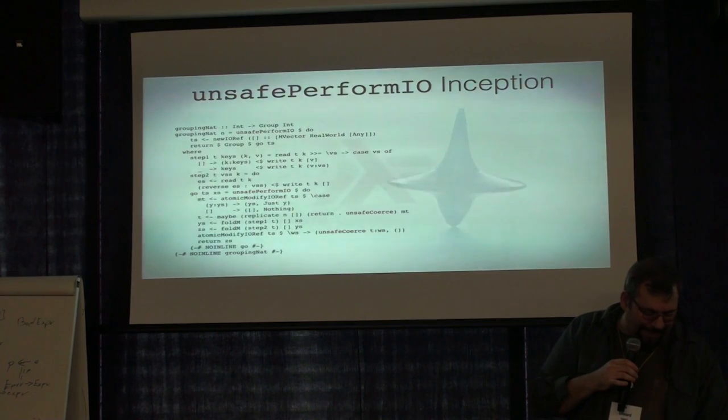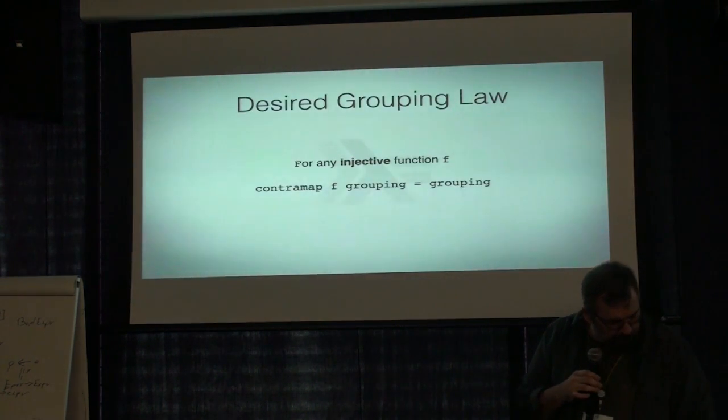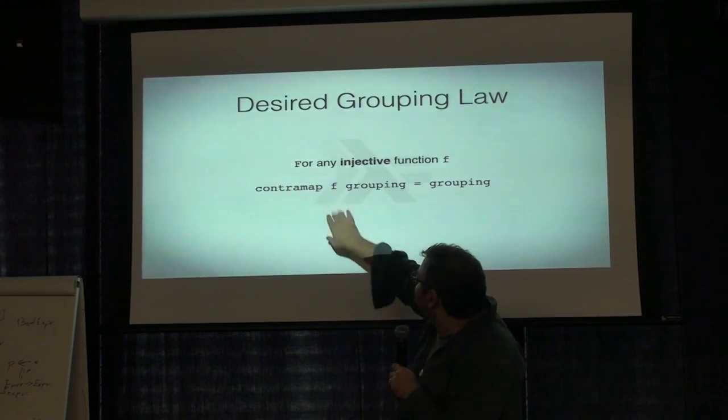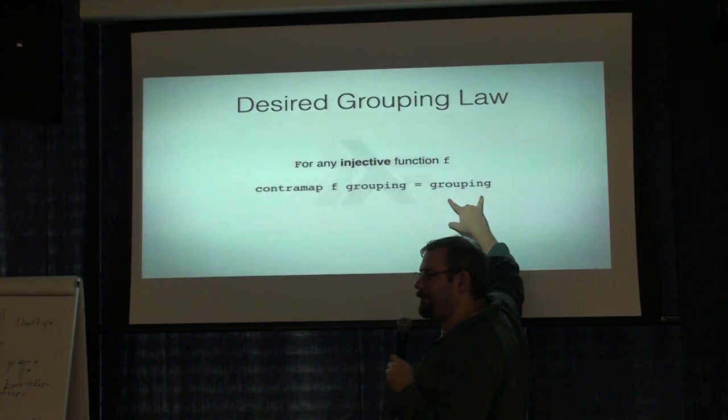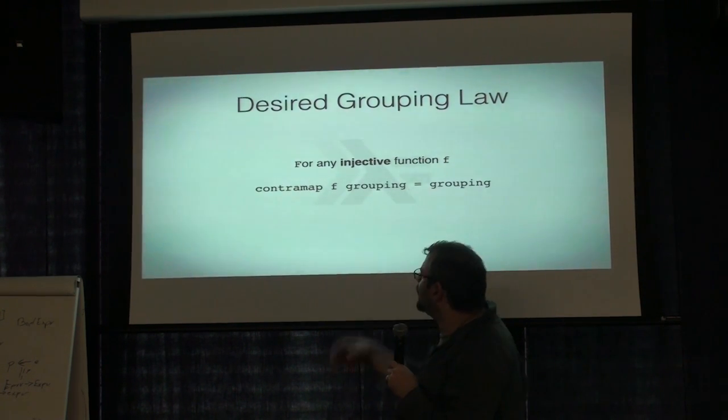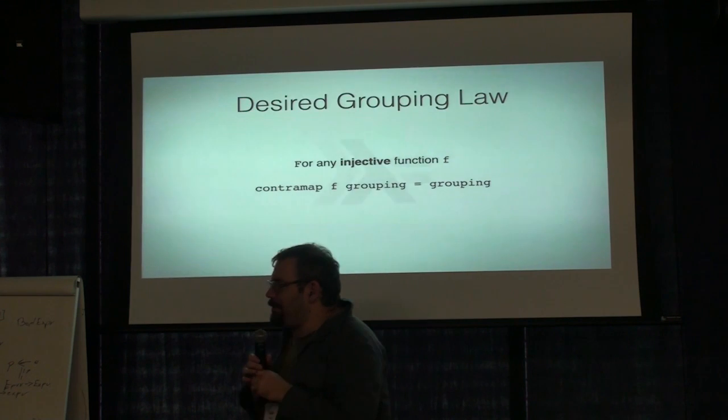And then I have this law that I want, which is that if you give me any injective function, I should be able to conjure map that over grouping and get grouping. That should be equivalent. You shouldn't be able to observe a difference. And this is where the problem comes in.